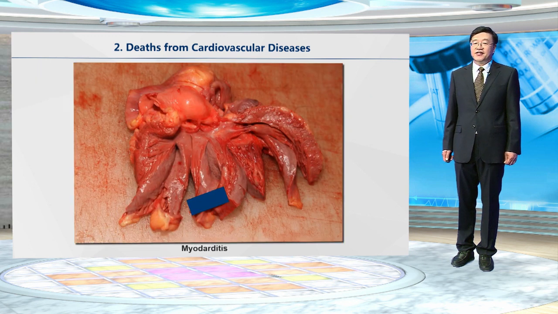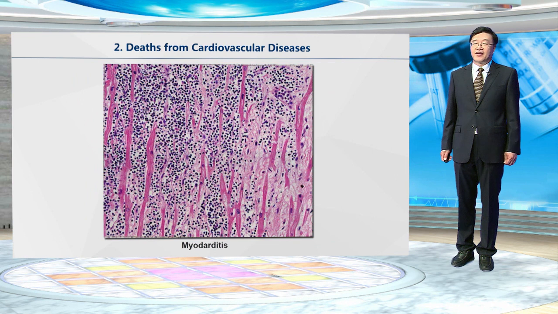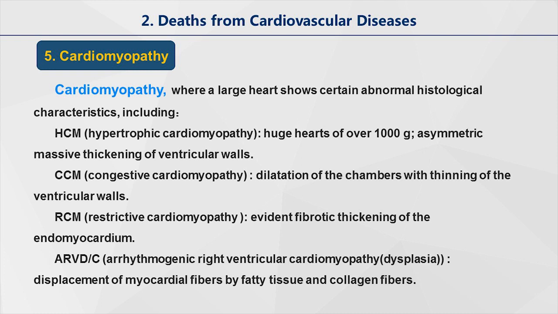Here is the cut surface of the left ventricle and the ventricular septum of myocarditis, pale in color. Here is the lymphocytic myocarditis. There is extensive lymphocyte infiltrate and myocyte necrosis.